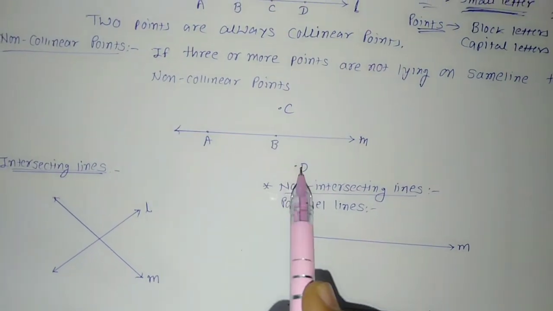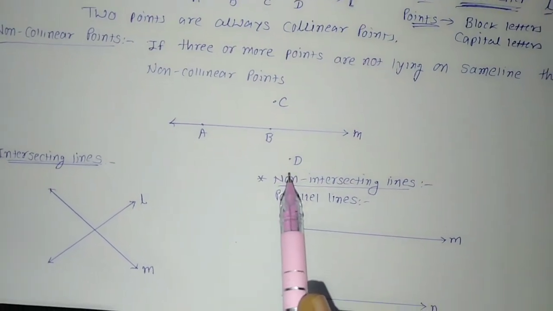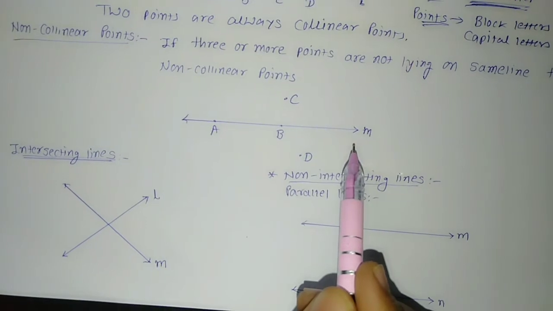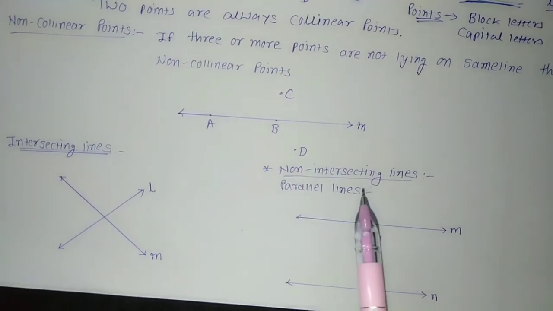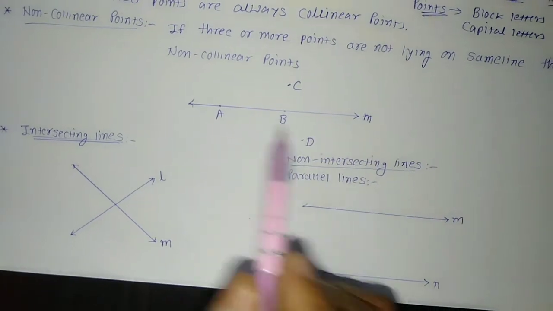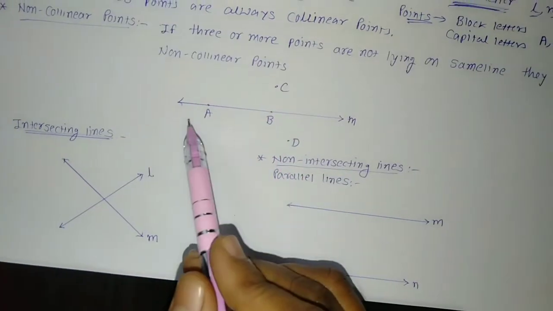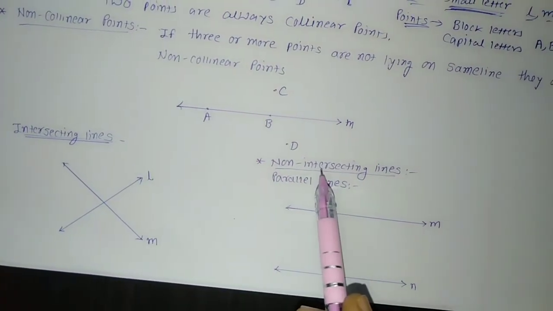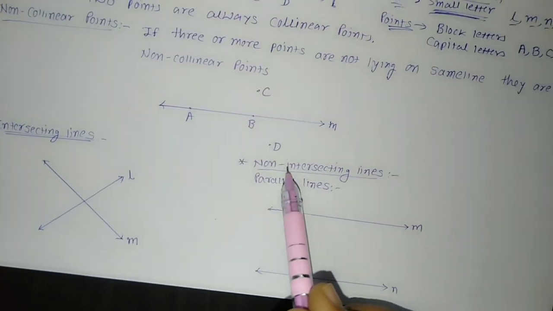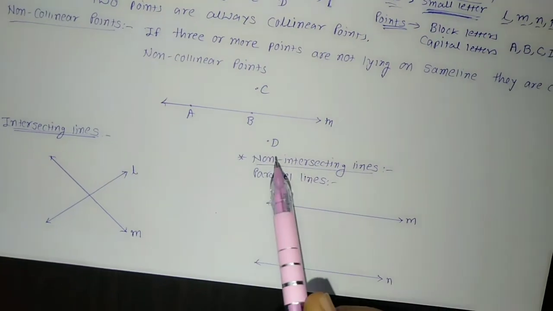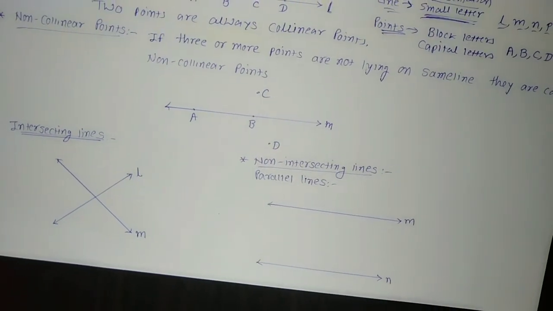But point C and point D are not lying on the same line, that is, on line M. So we can say altogether A, B, C, D are non-collinear points. While you can see A and B are collinear, A and C would be collinear, A and D would be collinear, C and D would be collinear, C and B would be collinear, and B and D would also be collinear. As we know, 2 points are always collinear.